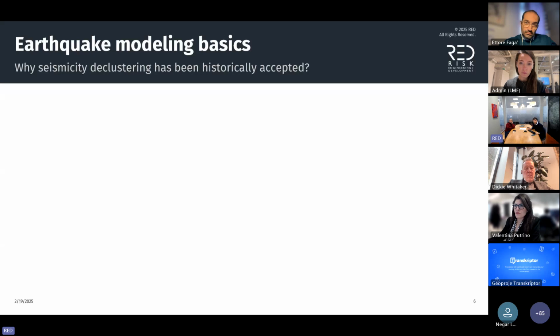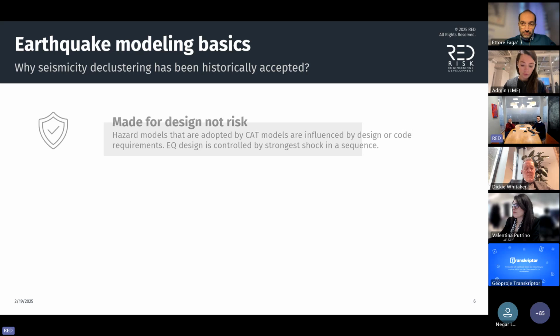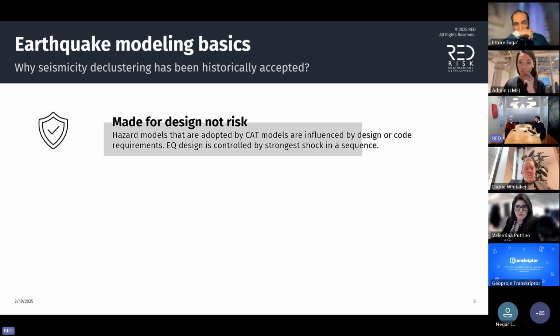Now, if I were you, I would ask me, well, this is awfully obvious, right? Were you the first guys to stumble upon this issue? Not really, but not so fast. This is obvious, but this has been known for many years. Now, there are some historical reasons why we were not making the shift and were stuck in the main shock-only world. First of the reasons is that the hazard models that most commercial CAT models out there use are influenced by, or pay attention to, and they're not made for CAT models.